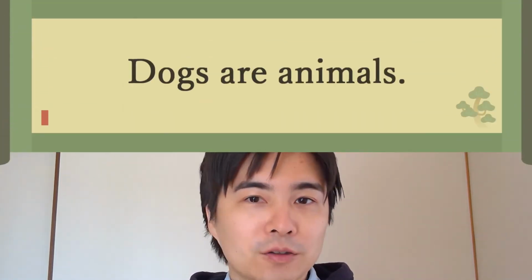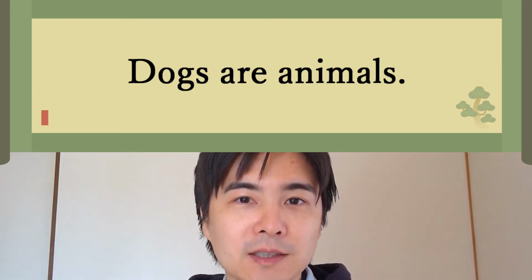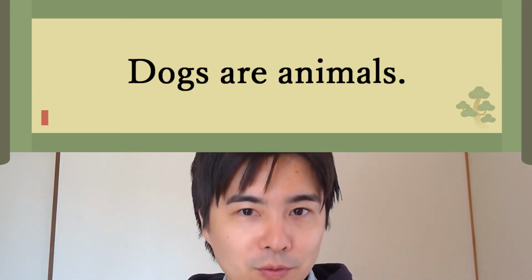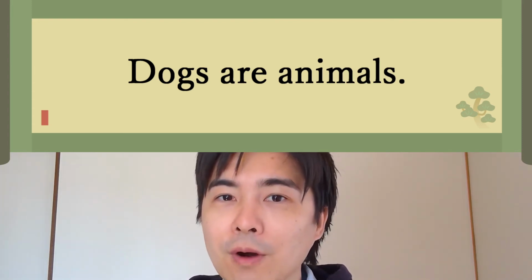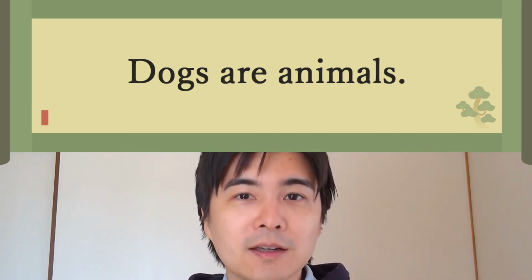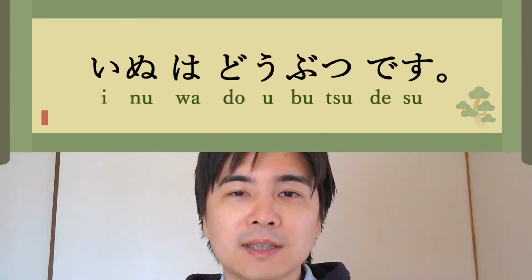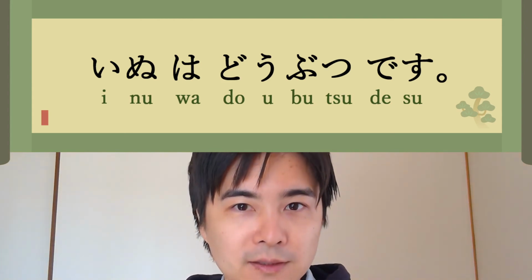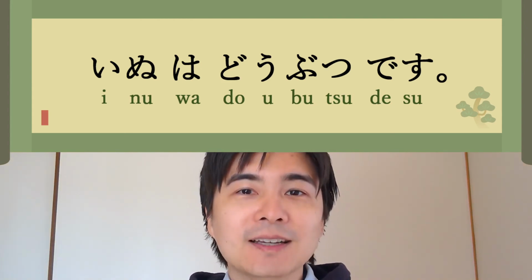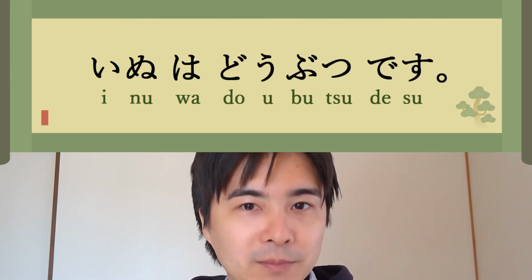Please translate the sentences into Japanese. Question 1. Dogs are animals. Please translate this into Japanese. Dogs are animals. If you want to think for a while, please stop this video. So the answer is 犬は動物です。How was it? 犬 is dog and 動物 is animal.